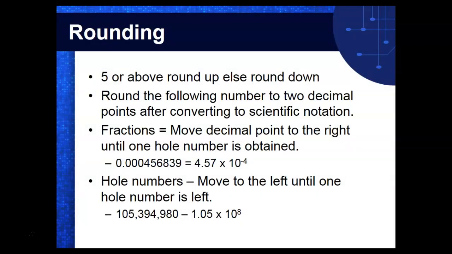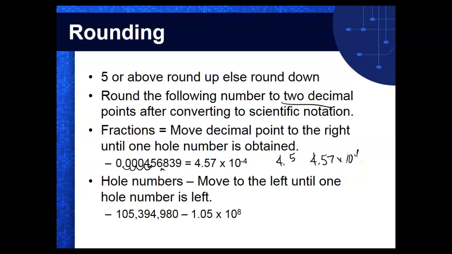Okay, the rule of rounding: 5 or above rounds up, else round down. Round the following number to 2 decimal points after converting to scientific notation. So we'd move it 1, 2, 3, 4. Now we're through, we found our first whole number. And if we're going to 2 decimal points, we'd go 4.5, and then it says 6. Well, 6 rounds up, and we would look at this digit too. If this was like a 4 or something, we'd look at this digit. And if it rounds up, then it's going to round this way. So we'd say 5.57 times 10 to the 4th.